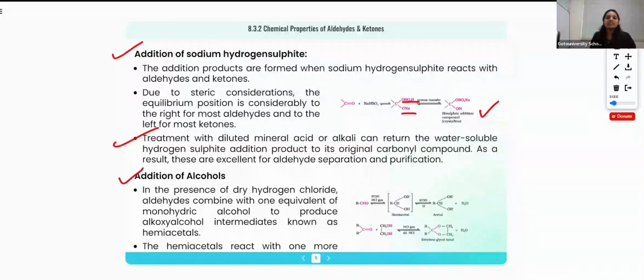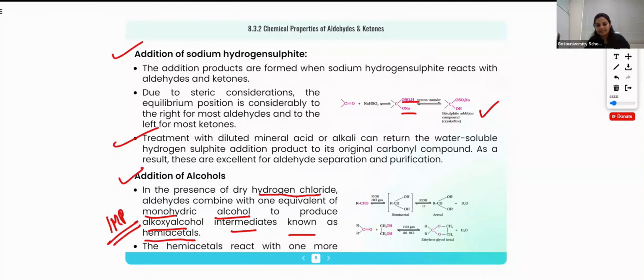Next one, addition of alcohols. How are they adding alcohols? In presence of dry hydrogen chloride, meaning water content is not there, aldehydes combine with one equivalent of monohydric alcohol. What is monohydric alcohol? We discussed in the last chapter. They contain one OH group. To produce alkoxy alcohol, intermediates known as hemiacetals. Important.